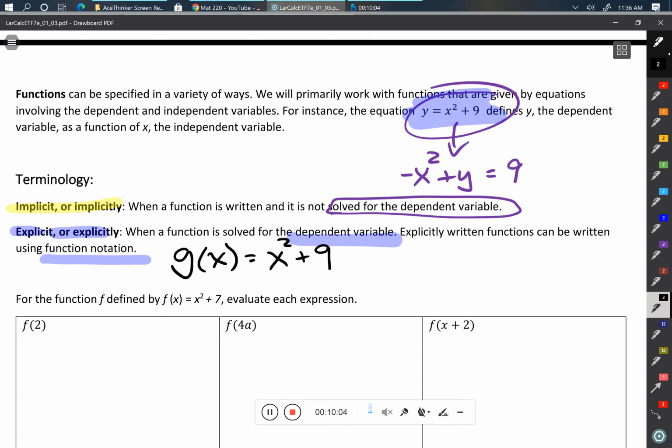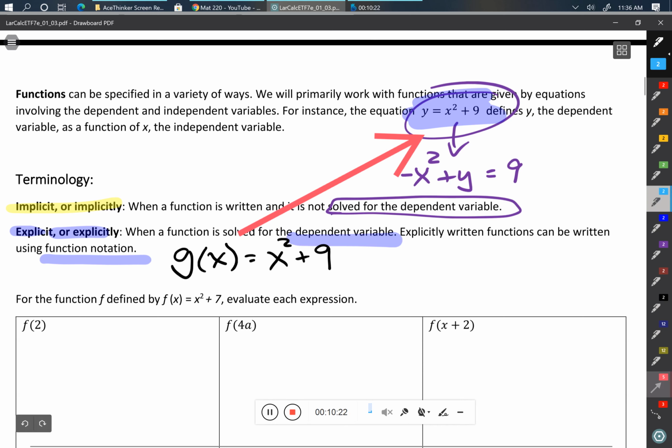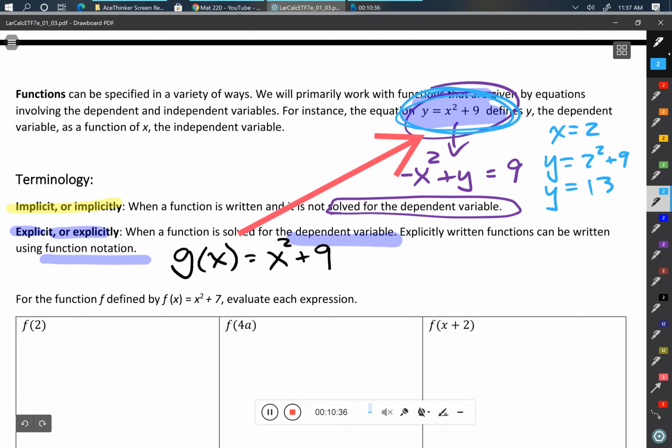Now the advantage to using this notation over that notation is when we evaluate. Because when we evaluate an explicit function solved for the dependent variable, not written in function notation, we lose information. For example, suppose that we wanted to evaluate this function that we're working with here, x squared plus 9, when x was 2. If I use this notation right here, that's going to give me y equals 2 squared plus 9, and that's 13, so I get y equals 13.